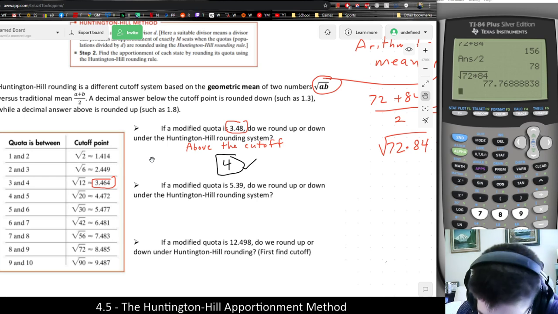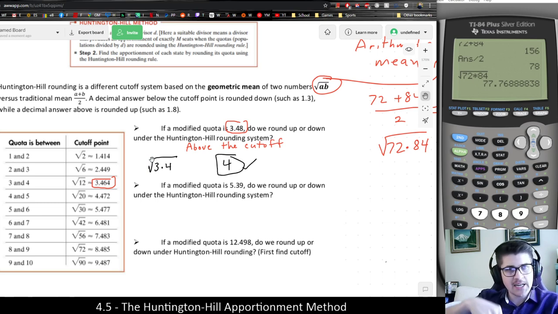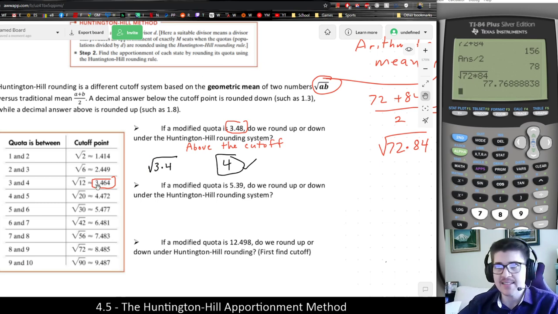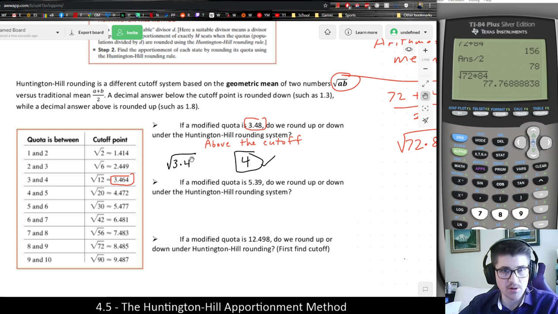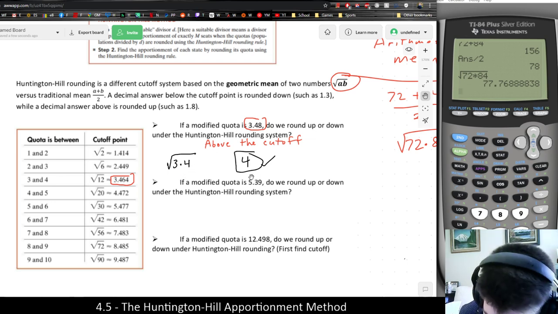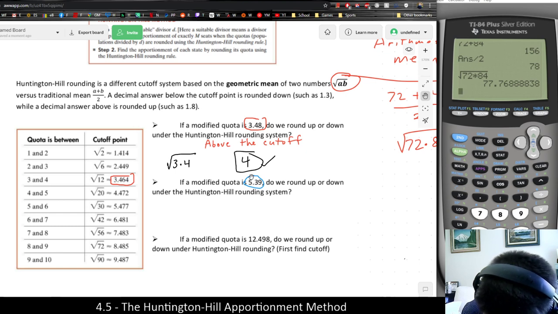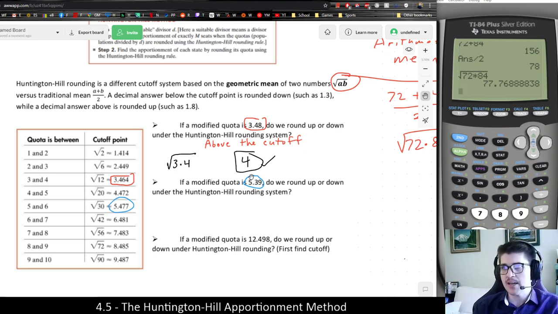And if you're wondering how do you calculate the cutoff point, it's always by taking the square root of the upper quota times the lower quota. So in that case, round it down, round it up, take the square root of those. That's how this number was obtained, the square root of 12. And as another example, let's say we had a modified quota of 5.39. What we would do is we would go, well, what's the cutoff point for 5 and 6 in between there? So we take the square root of the lower quota times the upper quota, which would give us approximately 5.477.